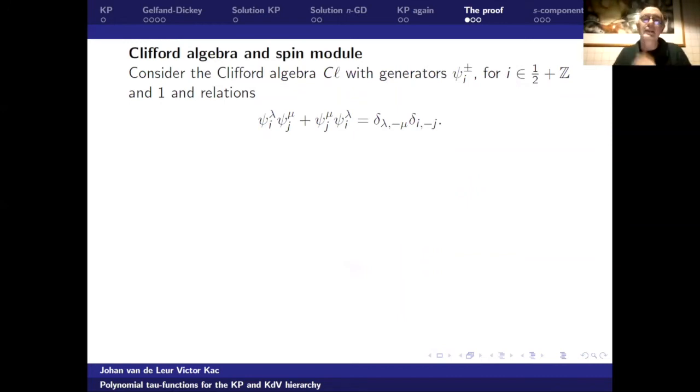And what is behind this is what is called the Boson-Fermion correspondence, or well, a Clifford algebra and a representation of this group real infinity. So what we consider is Clifford algebra on generators psi I plus and minus. There are infinitely many of these generators, and they satisfy this equation. So lambda and mu is either plus or minus. And for some reason, I prefer to have this I in 1/2 plus z. You can do this differently. And so they are paired more or less. Lambda should be equal to minus mu. So you get 0 except when lambda and mu is plus minus or minus plus, and when I is equal to minus j. So this is Clifford algebra, and this sort of gives the bilinear form on this Clifford algebra.